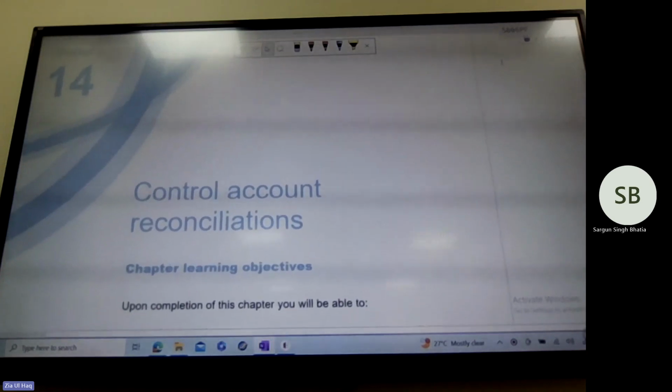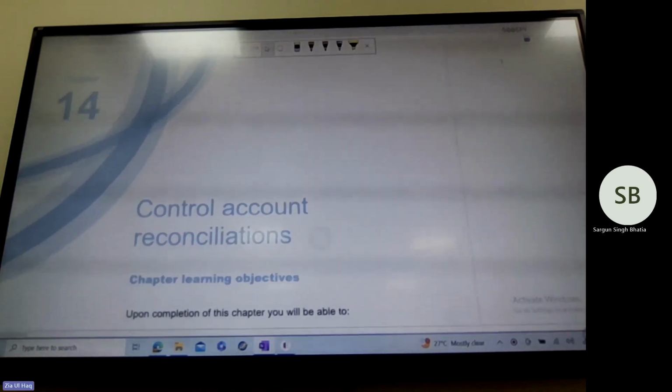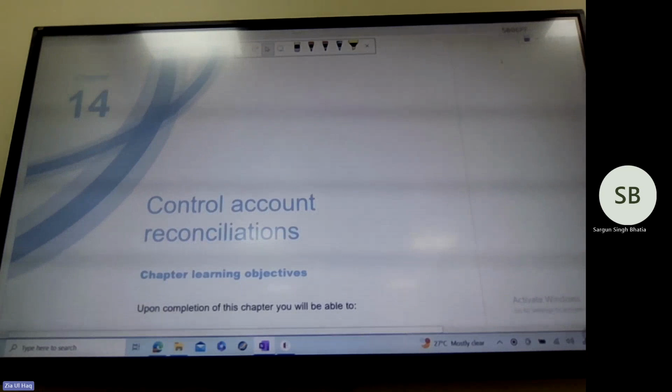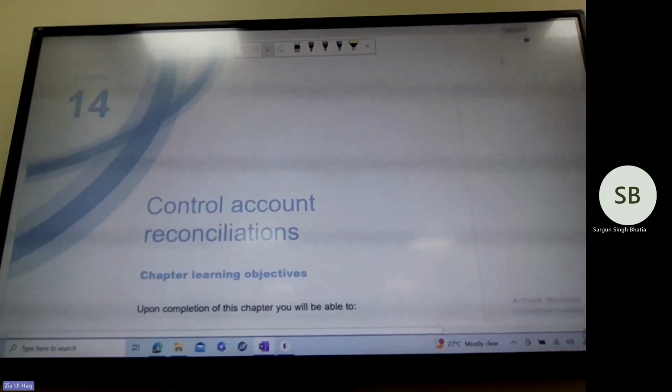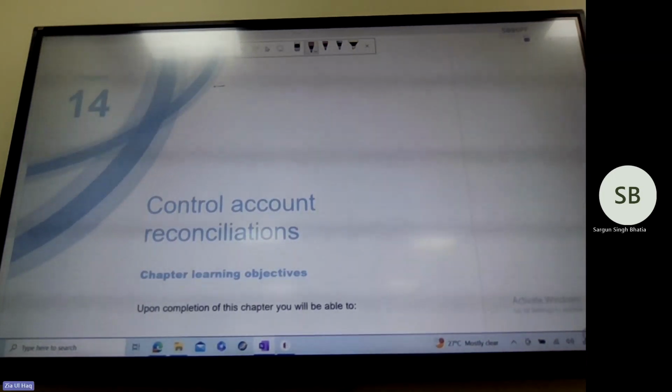Control account and reconciliation. Before moving to control account, let's revise our receivable ledger.